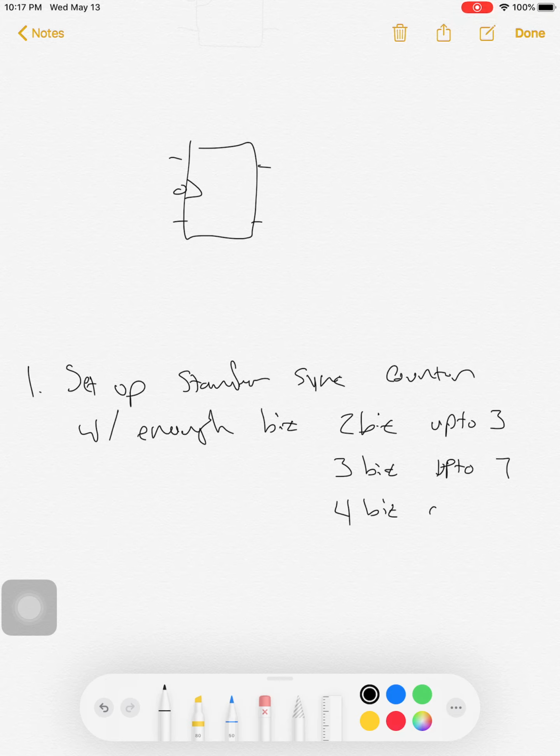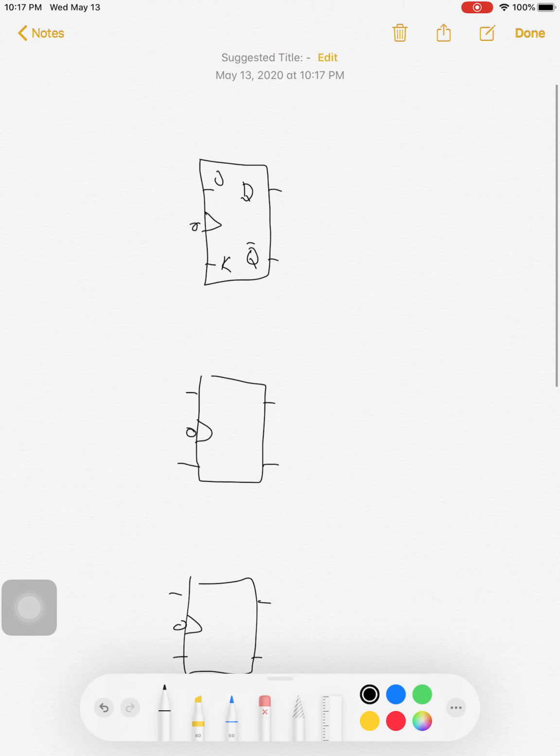A 4-bit counter will count up to 15. And basically the formula for this is you're just going to take whatever number of bits you have, let's call it n, it will count up to 2 to the power of n minus 1. All right. So we're going to set up a synchronous counter with enough bits. So I'm going to go ahead and do that.